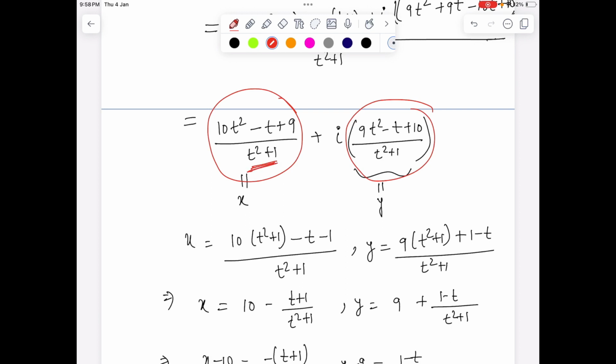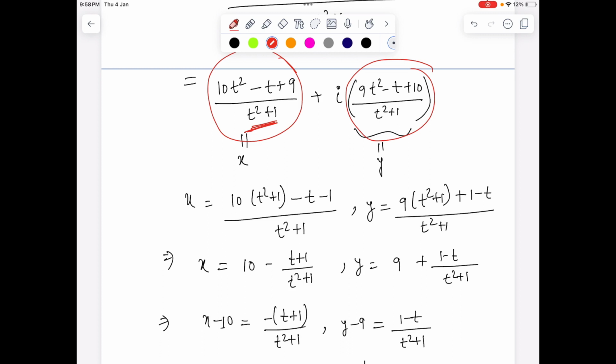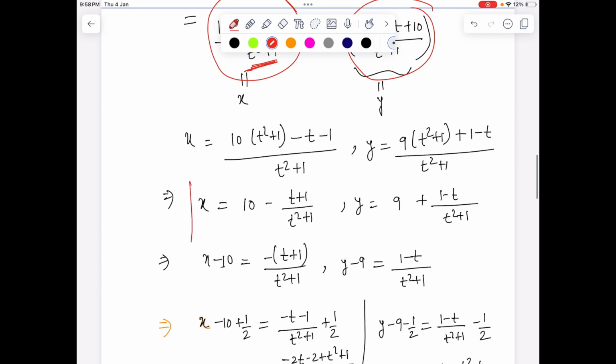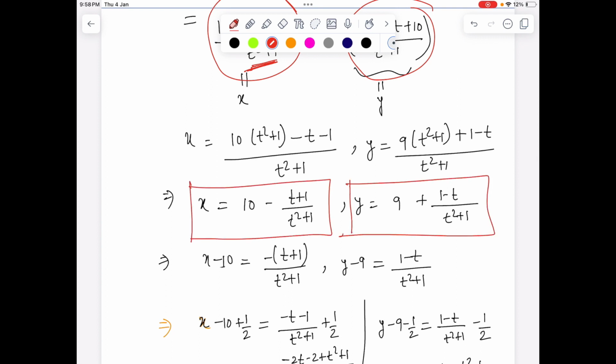Now it's easy to manipulate a little bit. Seeing t square plus 1 in the denominator, we are tempted to bring t square plus 1 in the numerator. So I added and subtracted 10, which gives you this expression. You can do the same thing for y. You add and subtract 9, and you'll get this expression. So that gives x equals 10 minus (t plus 1) by (t square plus 1), and y equals 9 plus (1 minus t) by (t square plus 1).